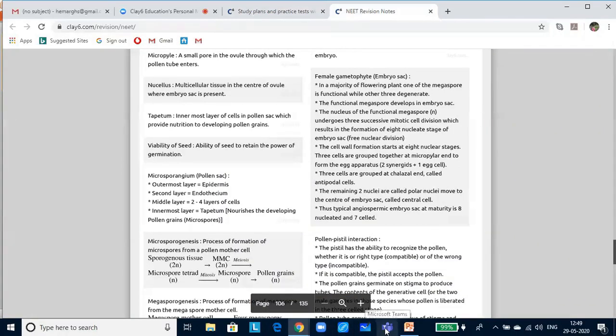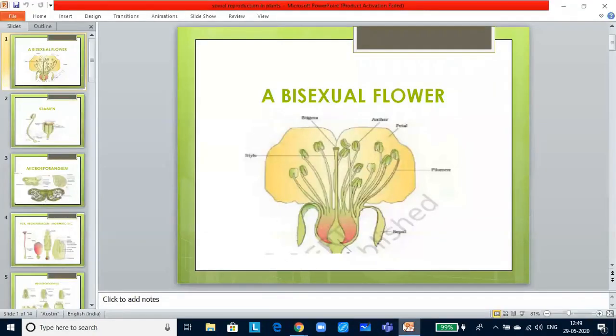So today let us get into sexual reproduction in plants. Let us start with a bisexual flower. A flower is a modified shoot that aids in sexual reproduction in plants. A typical bisexual flower has four whorls, namely calyx, corolla, androecium, and gynoecium. Calyx and corolla are called the non-essential whorls as they do not take part in reproduction, while androecium and gynoecium are considered to be essential whorls as they produce the gametes.